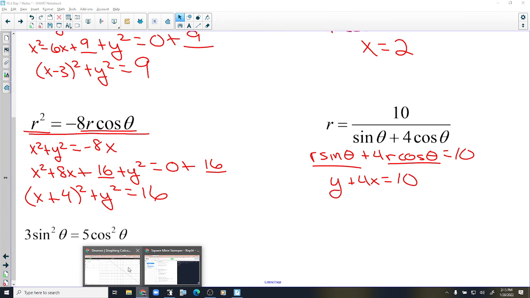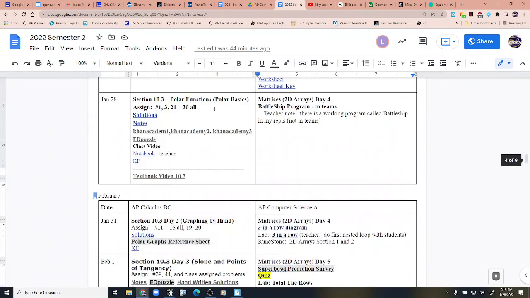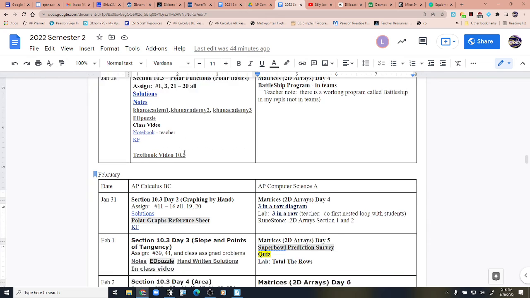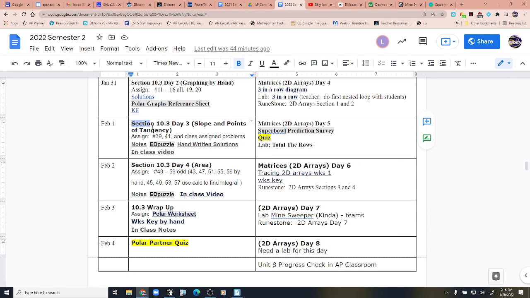All right, today, we're going to just practice those. Should be a pretty straightforward assignment for you. We are right here, 10-3. We'll graph them. Guess what we're going to do on Tuesday? Look at that title. Slope and points of tangency. What do you think we're going to do to these? Take the derivative. What about February 2nd? Look at that title. What are we going to do to that? We're going to integrate them. You're welcome. So we'll do the calculus on Tuesday and Wednesday on this stuff.